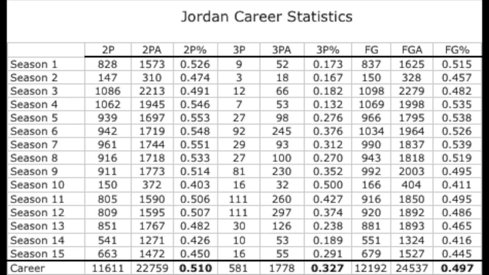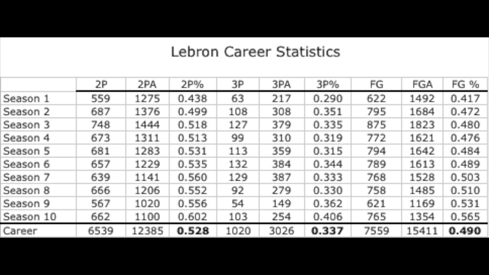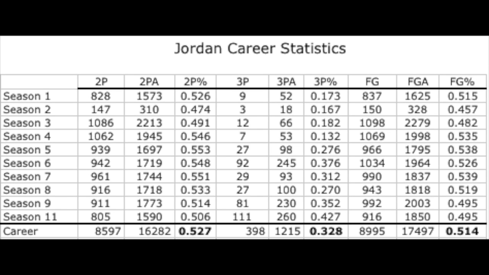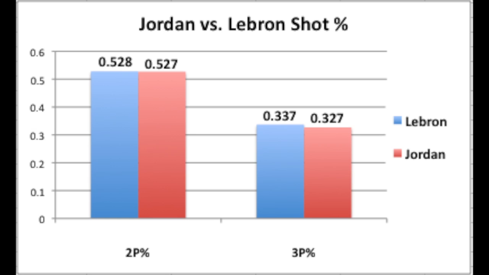To make this comparison as fair as possible, we're just going to look at the statistics for their first 10 seasons, and the reason for that is LeBron has only played 10 full seasons to this point. We're also going to replace Jordan's 10th season with his 11th season, because his 10th season was the one where he came back from his first retirement, and he was pretty rusty.